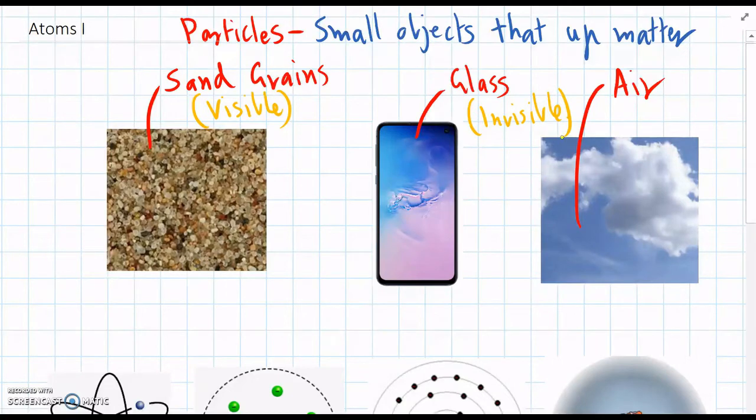And when we zoom in even further inside particles, so if we look inside a sand grain, or we look inside the glass making up your phone, if we keep zooming in, then eventually we will find atoms. So atoms are the smallest particle that make up matter. And that's going to be the focus for this topic.